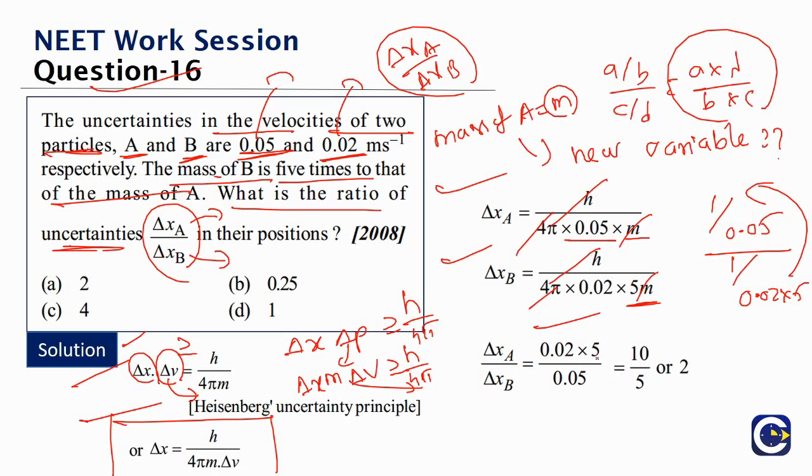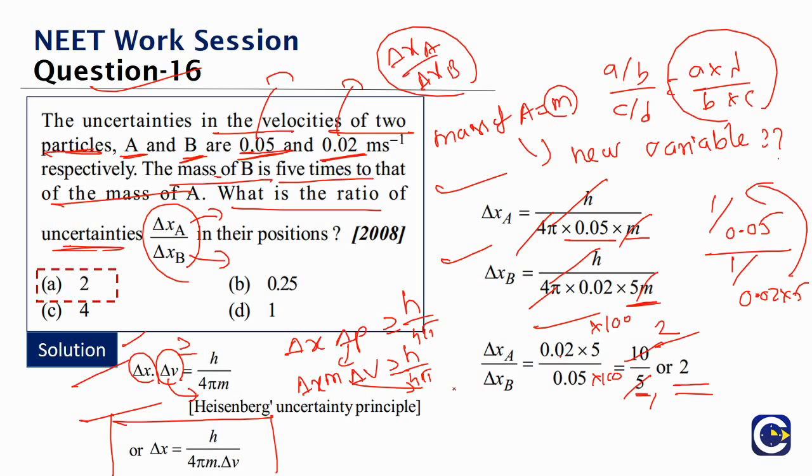So it is 0.02 into 5. If you multiply both numerator and denominator by 100, then the numerator is 0.02 into 100, which is 2. 2 5s are 10. 0.05 into 100 is 5. Why are we multiplying by 100? Because instead of having decimal places, if you have integers, it will be easy to comprehend the division calculations. So 5 1s are 5, 5 2s are 10. What is the answer? The ratio delta XA by delta XB, the ratio of the uncertainties in the position, is nothing but 2, which is option A.